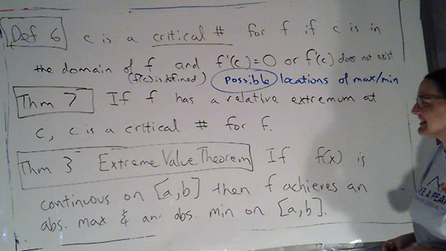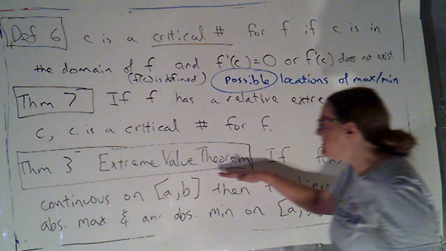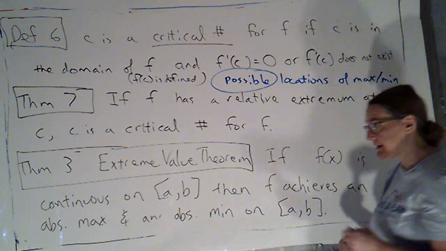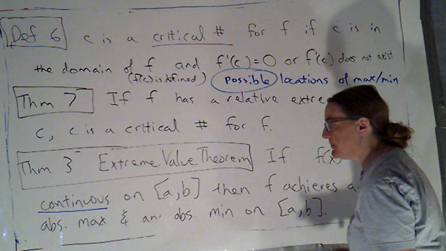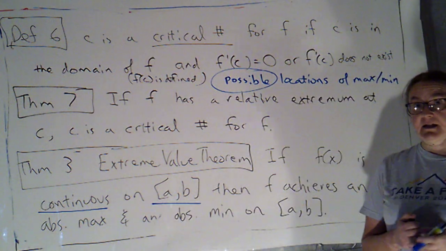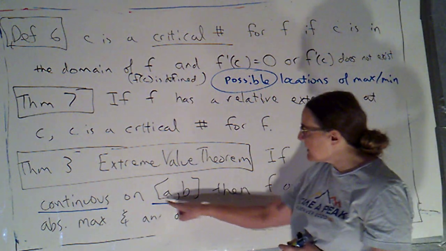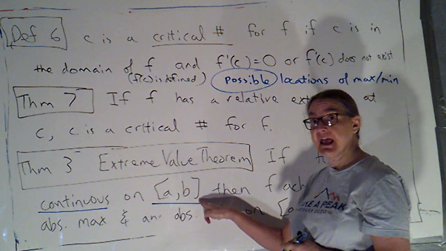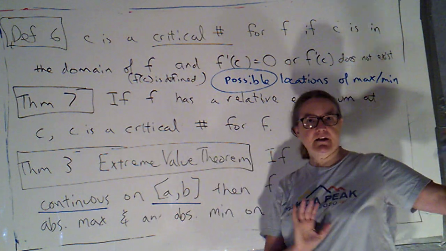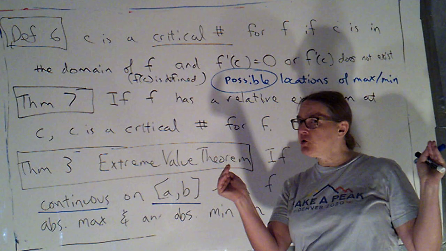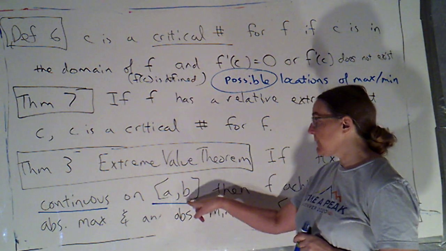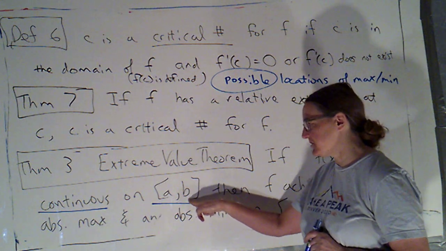All right, excellent. And then Theorem 3, the extreme value theorem, tells us that if f of x is continuous, that's a very necessary condition, on a closed interval from a to b, that's also a necessary condition. So it's got to be an interval that includes the endpoints. Now, a consequence of that is that it has to be a finite interval, because if we go off to negative infinity or infinity, we can't include those endpoints because they're not actually numbers on the number line. So it's got to be a finite closed interval.